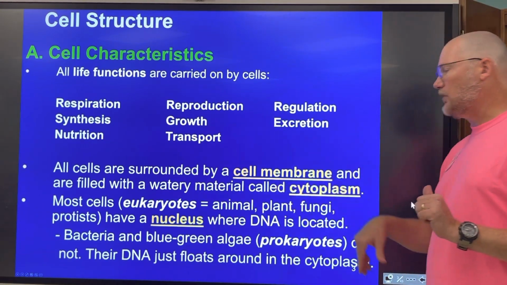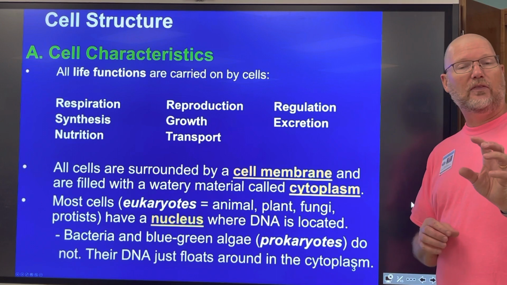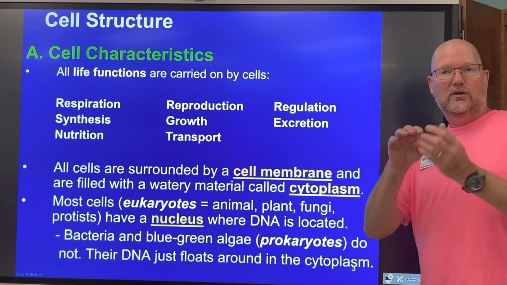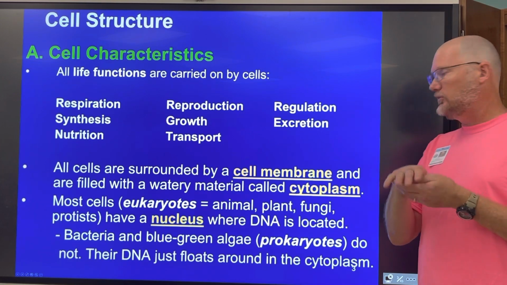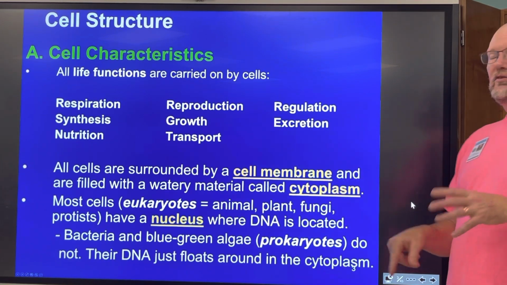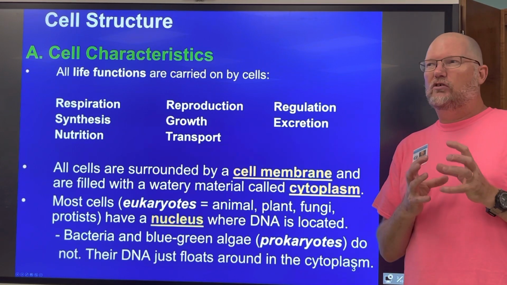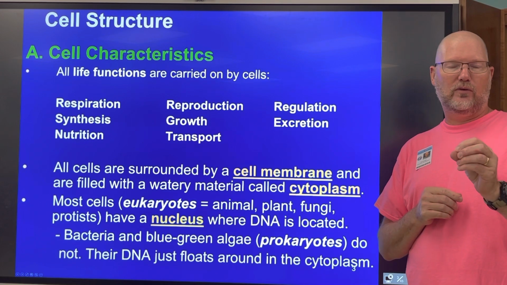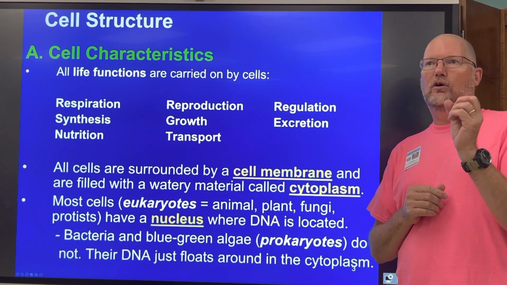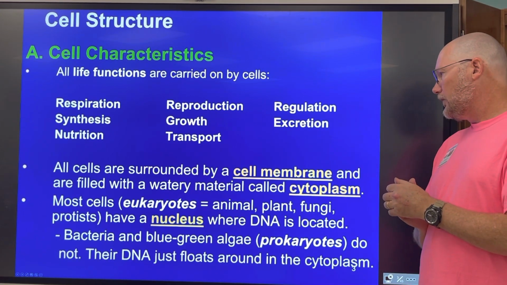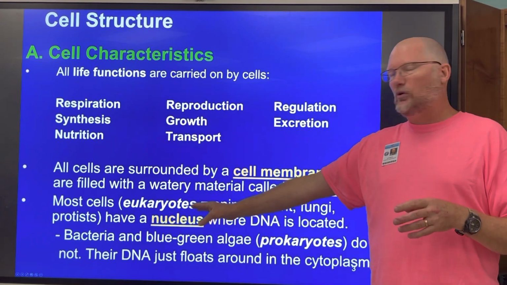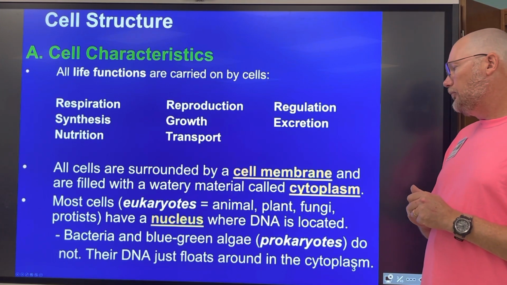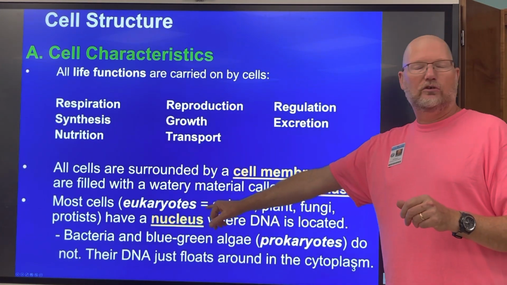So all cells are surrounded by this thing called the cell membrane. And we talked about that when we talked about the lipid bilayer of lipids that have hydrophilic and hydrophobic ends. And they're filled with this substance, this watery fluid called cytoplasm. Anything that says cyto in front of it refers to a cell. So just remember that. Most cells, and we're going to define some of this later, this is just an introduction, have a nucleus, the eukaryotes.